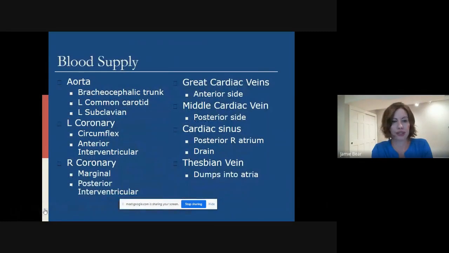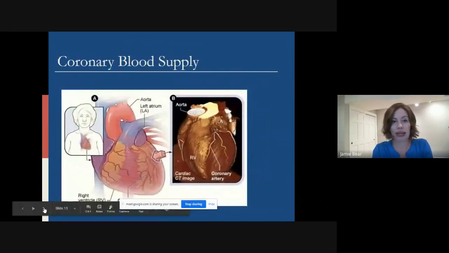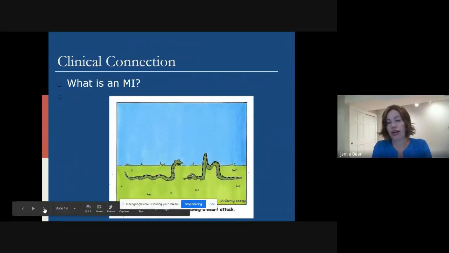Okay, so here's just the arterial side versus the venous side, whereas this is the main area taking blood to the heart, and then from the heart itself, it dumps back into these veins to meet up with the deoxygenated blood supply. So here we have the coronary supply, and once again, the coronaries are very important because they supply oxygenated blood to the myocardium.